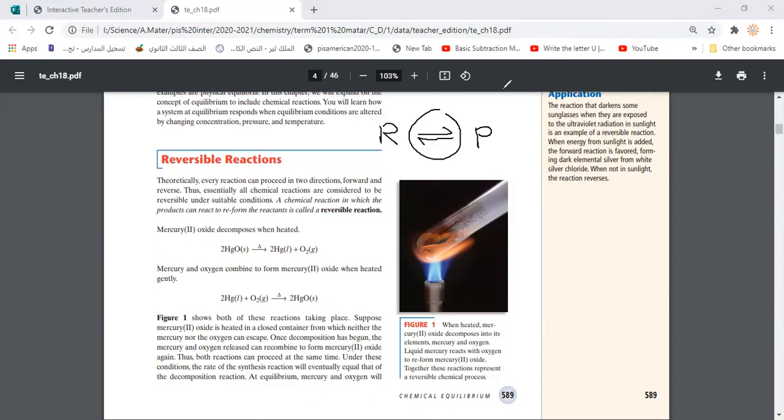On the other hand, we could observe that mercury could react with oxygen once it is heated gently, producing mercury oxide one more time. If you look, this equation is completely the opposite of this one, which means the two reactions happen in two opposite directions. We find the mercury oxide could break down, which is a decomposition reaction, producing mercury and oxygen, while on the other hand, mercury could react with oxygen, which is a synthesis reaction, creating mercury oxide one more time.